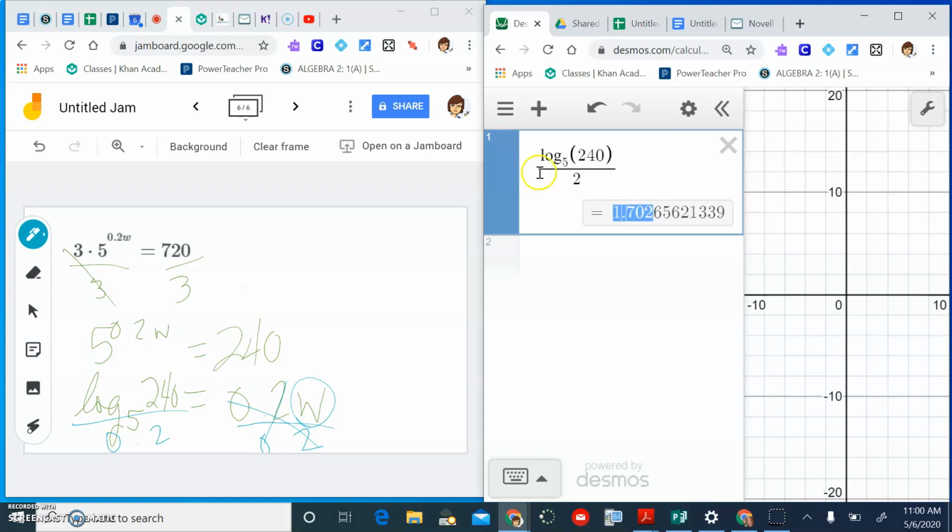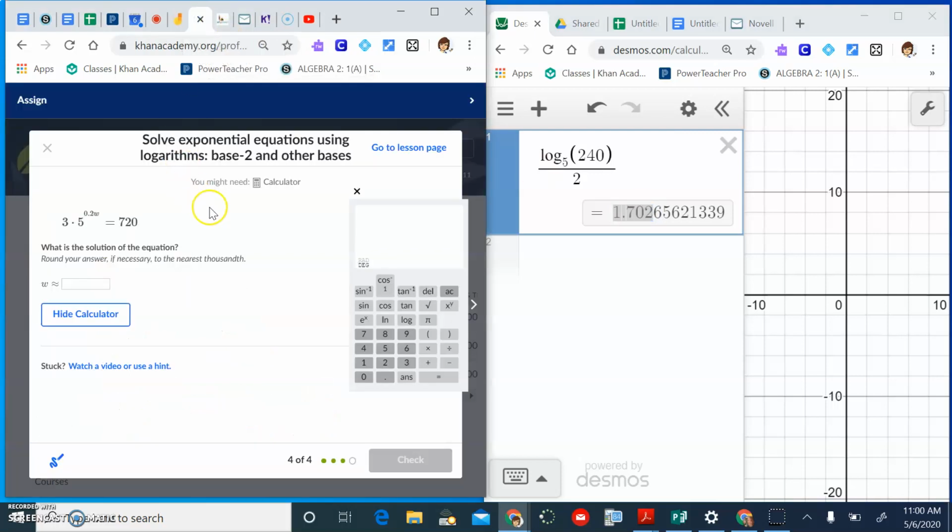1.702. But I think it said the nearest thousandth. So this 6 is going to make us round up. So 1.703.